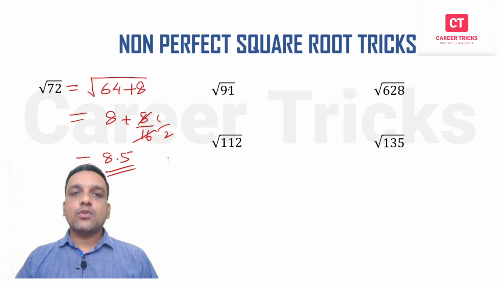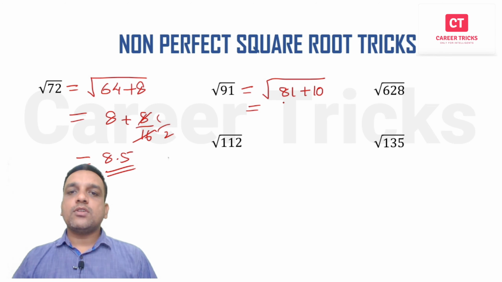Next we are solving the square root of 91. How to solve this square root of 91? Which is the closest perfect square for this 91? We can take it as 81 plus 10. Then after taking the square root of 81, what will we get? 9 plus 10. I will double this number and divide 10 by that doubled number. That is 18. This will be divided by 2.